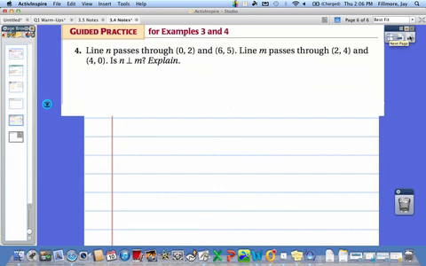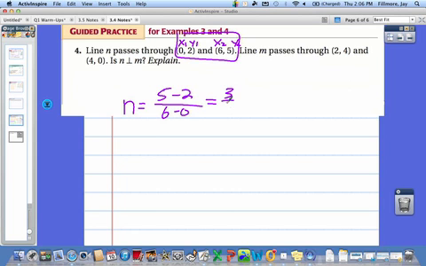And last example, line N passes through those two given points, and line M passes through the other two. Are they perpendicular? Let's find both slopes and see if they multiply to give us -1, or more simply, if they're opposite reciprocals. For line N, using our slope formula, y2 minus y1 over x2 minus x1, I'll label my points. 5 minus 2 for the y's, and 6 minus 0 for the x's. That's 3 over 6, which reduces to 1/2.